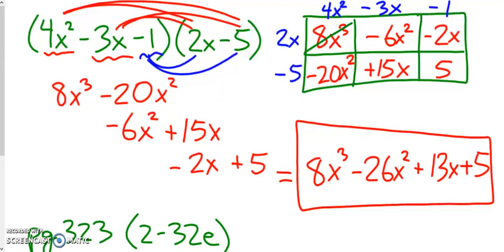8x cubed is over there, I already have that. 20x squared, negative 6x squared, oops, that's negative. But anyway, that makes your negative 26x squared. 15x minus 2x is 13x. Then you got your 5, and then you have your answer.